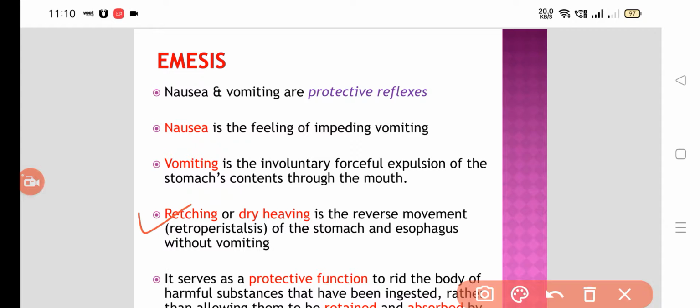Now, the word is retching or dry heaving. What is this retching or dry heaving? It is a retroperistalsis, which means a reverse movement of the stomach and esophagus without vomiting. We call it retroperistalsis. It is just a reverse movement of the stomach or esophagus, but there is no vomiting. That is retching.